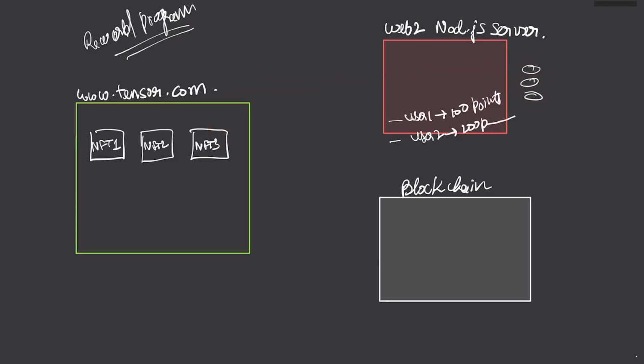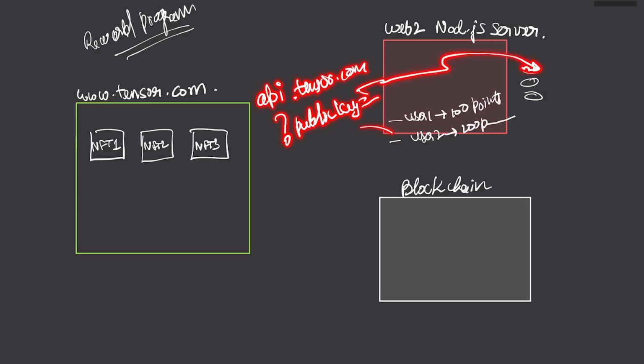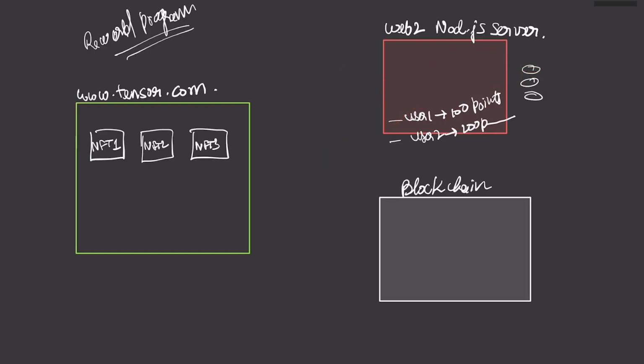So to get back how many points I have, be it 100 points or 200 points, I need to interact with a Node.js server. I need to send an HTTP request to, let's say, api.tensor.com. And I need to tell it, hey, this is my public key. And then this request will check in the database how many points you have, and return you how many points you have. So hopefully until now the problem statement is clear.